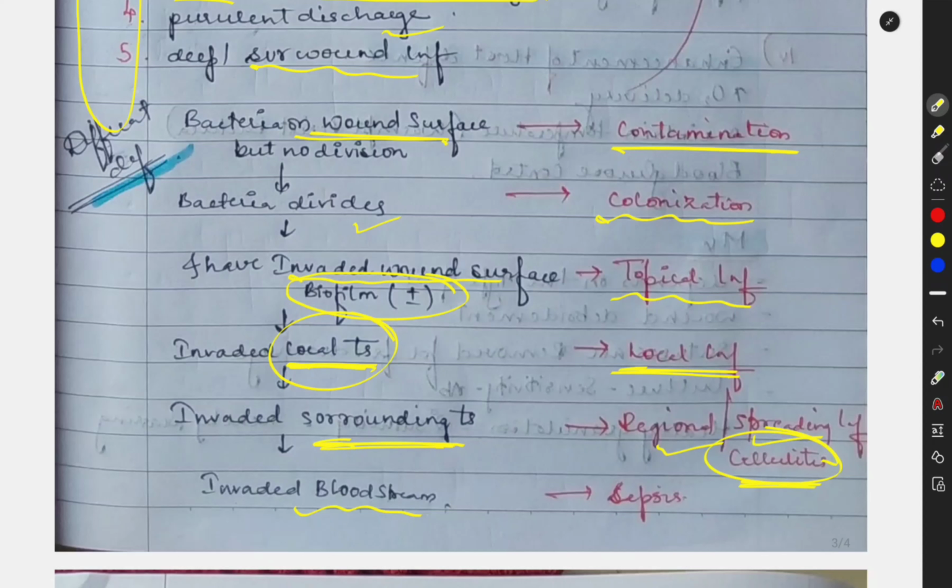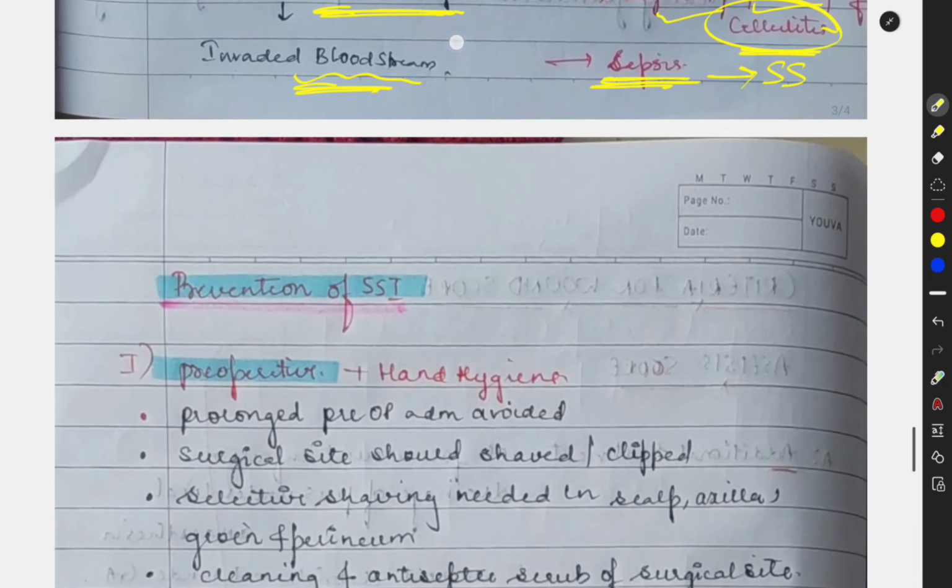Cellulitis we will be dealing with in the second part of this video. Then at last, when it invades the bloodstream, it is called sepsis, further leading to septic shock. So the definitions are contamination, colonization, topical infection, local infection, regional or spreading infection, which is cellulitis, and then at last comes sepsis and then septic shock.